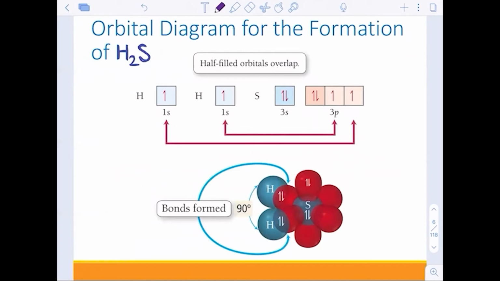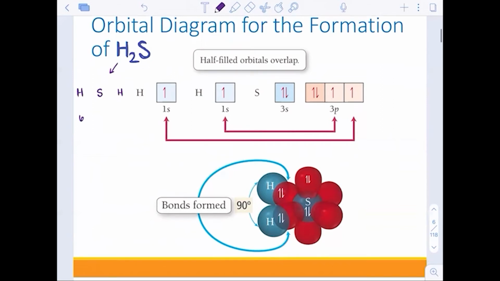So, basic idea here. Orbital diagram for the formation of H2S. Now this is a covalent molecule. S will be in the center because it makes the most number of bonds. We have H then on either side. If we wanted to count up our electrons, we're just doing the Lewis structure right now. Again, everything results from a Lewis structure. If you're not comfortable with Lewis structures, you will not be comfortable with anything else in chapter 5 or 6.